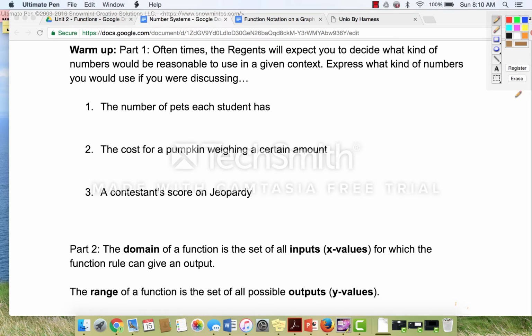Hey guys. So, oftentimes the Regents will expect you to decide what kind of numbers will be reasonable to use in a given context. This is really something you need to think through logically. So, let's look at these three examples. What kind of numbers would you use if you were discussing the number of pets each student has?